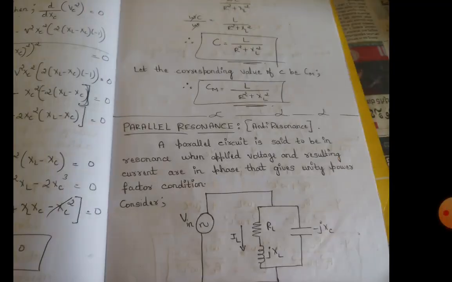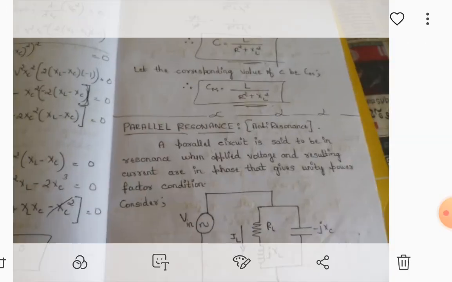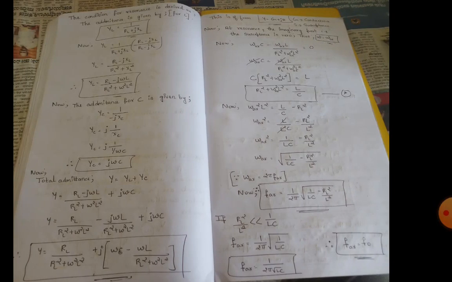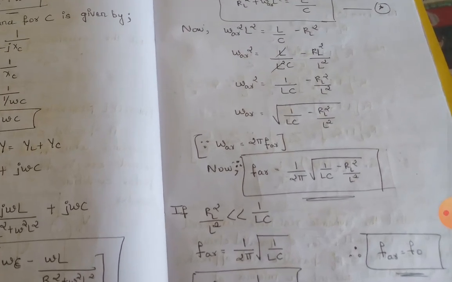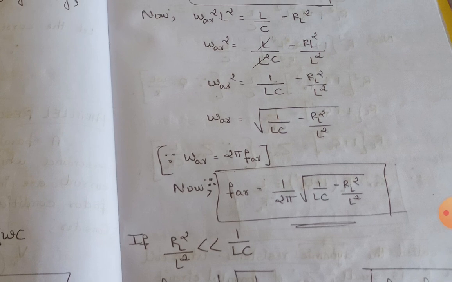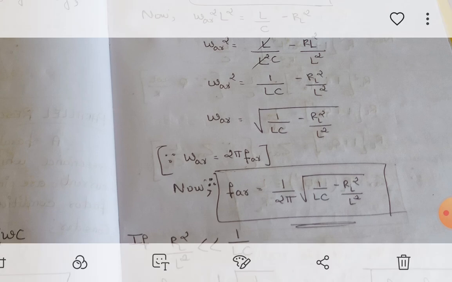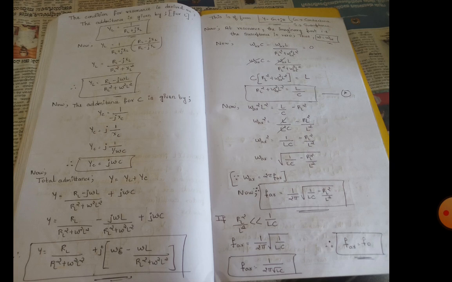Similarly we have another kind of circuit called parallel resonance, which can also be called anti-resonance. Here again we have a different derivation. Our goal is to find the anti-resonant frequency FAR, given as FAR equal to 1 by 2 pi square root of 1 by LC minus R squared by L squared. This is the standard equation for the parallel resonant circuit. This is the derivation; if you want, you can refer to it.